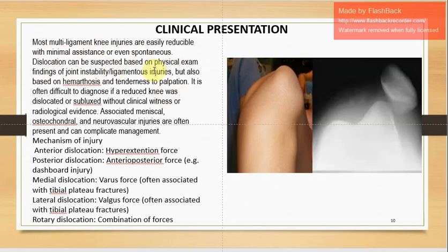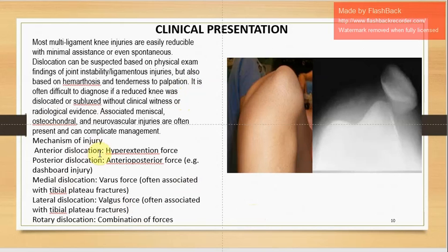Dislocations can be suspected based on the physical examination findings of joint instability, ligamentous injuries, but also based on hemarthrosis, that is the collection of blood in the joint, and or tenderness to palpation. It is often difficult to diagnose if a reduced knee was dislocated or subluxed without clinical witness or radiological evidence. Associated meniscal, osteochondral, and neurovascular injuries are often present.